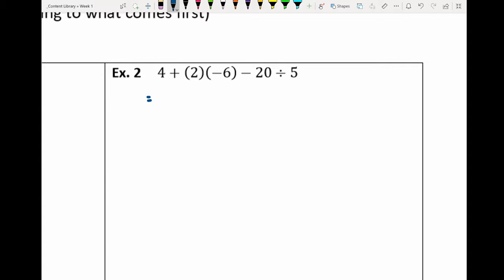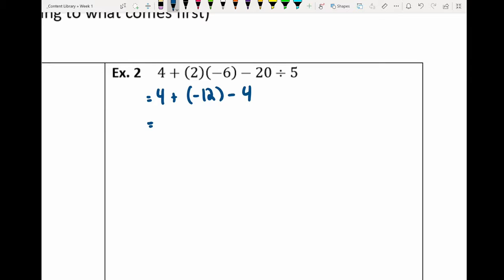In which case we have multiples of those. So 4 plus, and then we have 2 times negative 6. I'm going to do that first, which is negative 12. And then minus. And then I have another division here, which I can do right after the first one because I'm doing it second. So 20 divided by 5 is 4.